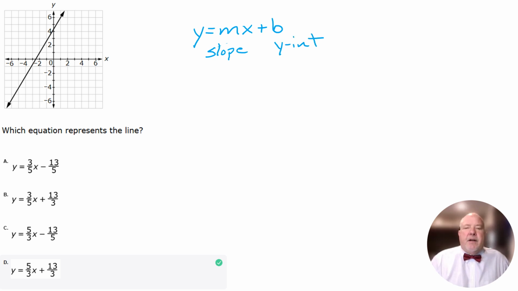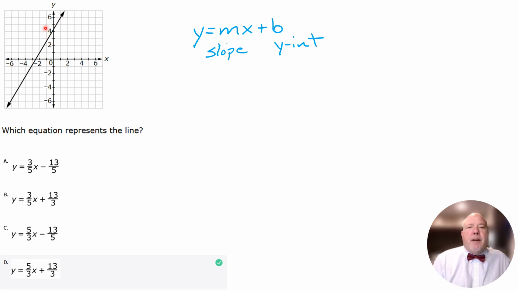So if I come over here and I look at the graph, the y-intercept is simply where the line crosses the y-axis. But when I look at this, it doesn't cross at a really nice spot. And in fact, if I come down and look at all the answers, you can see the y-intercepts are fractions. So I can't read the exact value off here, but here's one thing I do know.